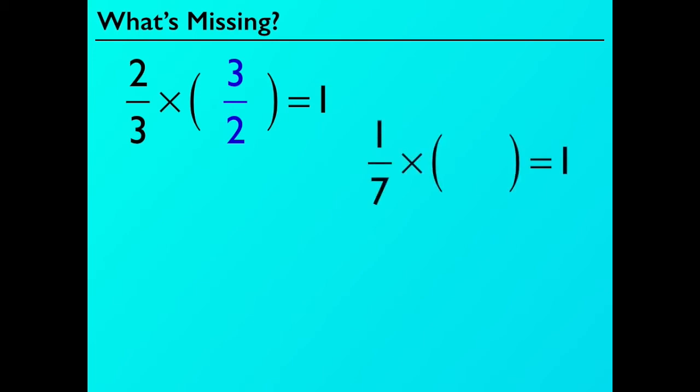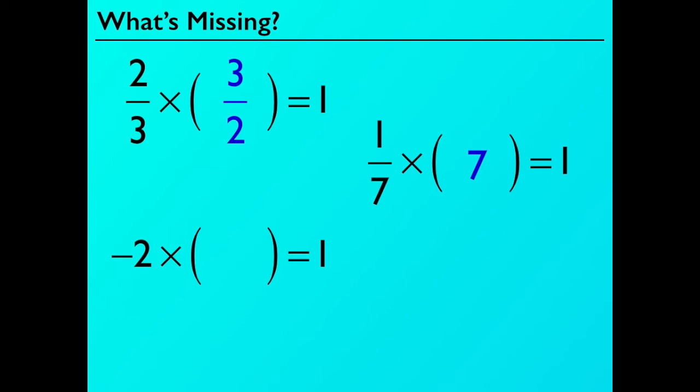What's missing? 2/3 times what is equal to 1? 3/2. 2/3 times 3/2 is equal to 1. 1/7 times what is equal to 1? 7. 1/7 times 7 is equal to 1.